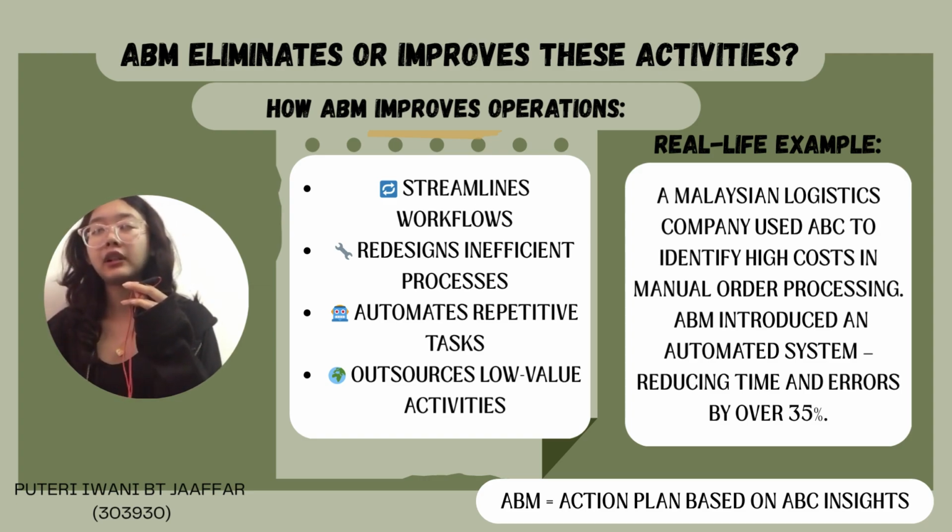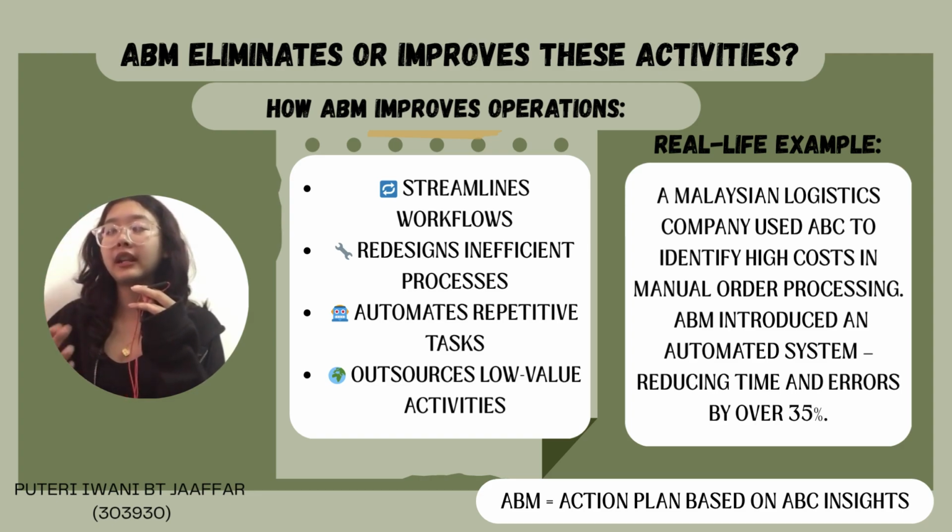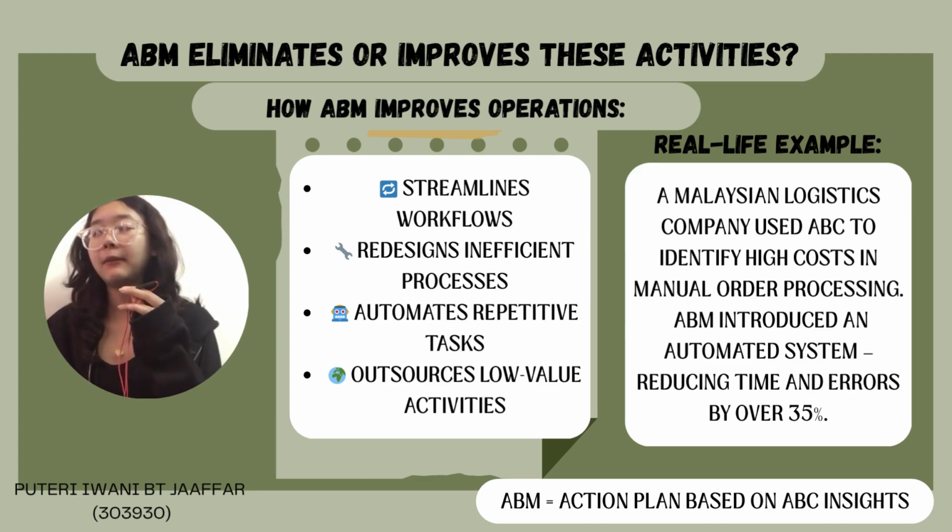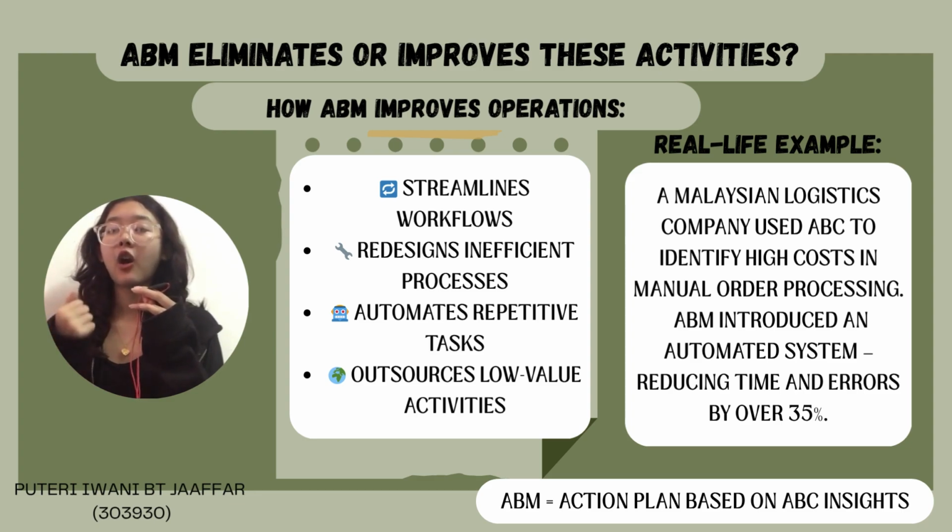So, as a real life example in Malaysia, a Malaysian logistics company may use ABC to find that their manual order processing was too costly and slow. ABM will recommend a digital order management system. After implementing it, they reduced order errors and processing time by over 35%. This shows how ABM uses ABC's insight to take meaningful action.